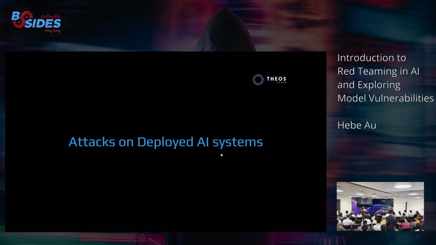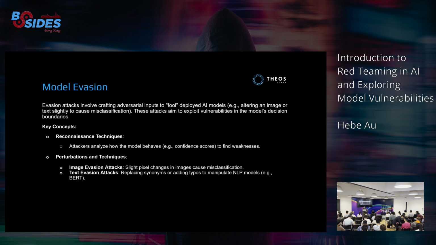Next, attacks on the deployed AI system. Model evasion: an evasion attack just modifies the input to fool the deployed AI model. For example, I modify an image or some text to cause misclassification. The first step is reconnaissance: what model is the system using, and is it using a open-source pre-trained model? That way you can understand the model easily, and then decide what kind of technique to use.